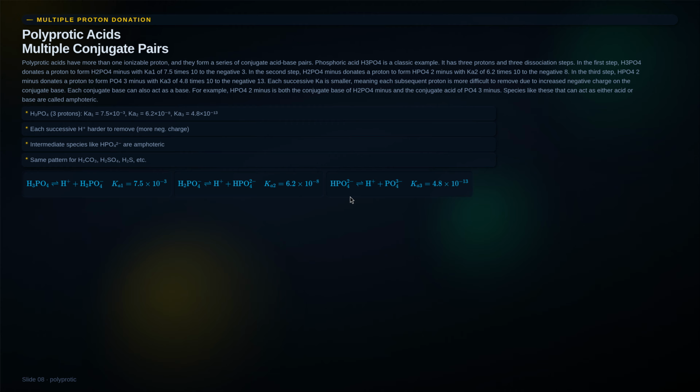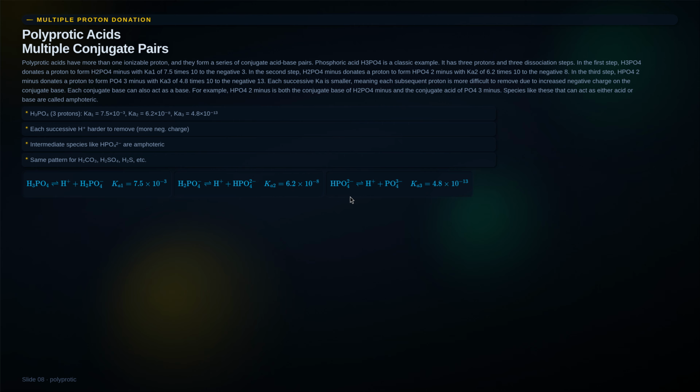First step, H3PO4 donates a proton to form H2PO4- with Ka1 of 7.5 times 10 to the negative 3. Second step, H2PO4- forms HPO42- with Ka2 of 6.2 times 10 to the negative 8. Third step, HPO42- forms PO43- with Ka3 of 4.8 times 10 to the negative 13. Each successive Ka is smaller because each proton is harder to remove.